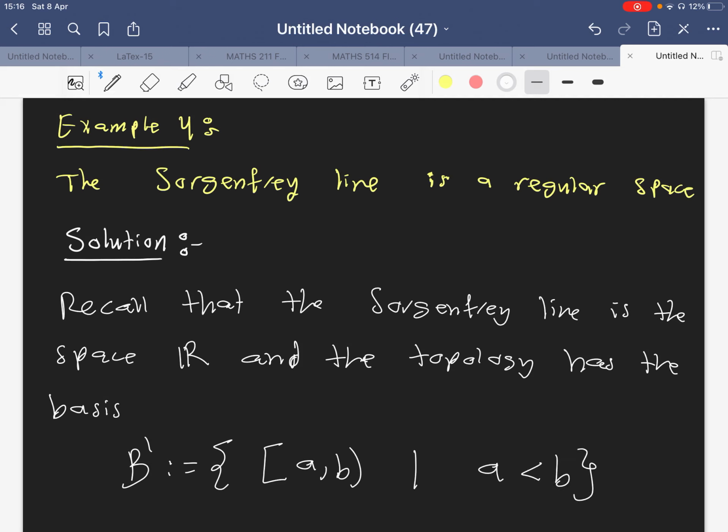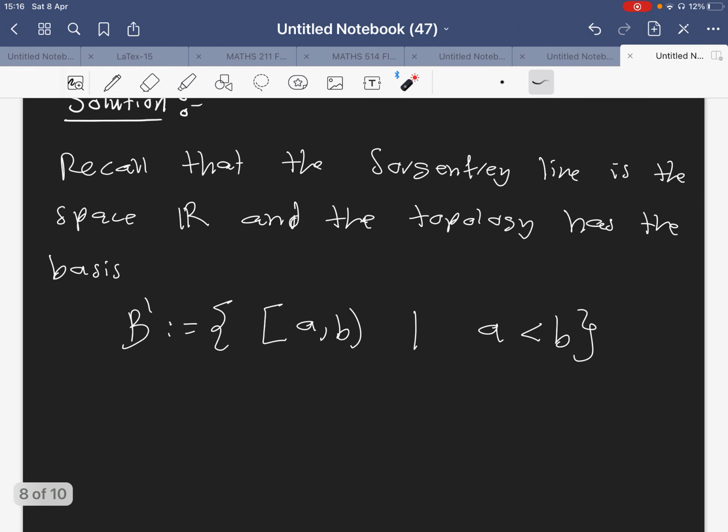So here the open set looks like this. And we know that this is not a connected space. We know this is a closed set. This is closed and open in that topology. But here what we have is the basis. And let's see whether this is a regular space. Can we separate a point from a closed subset or not?